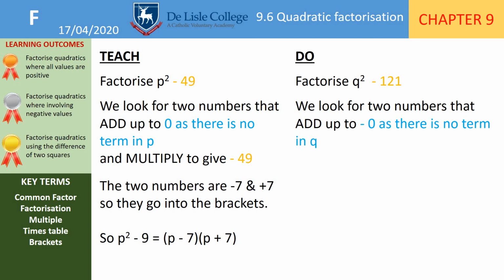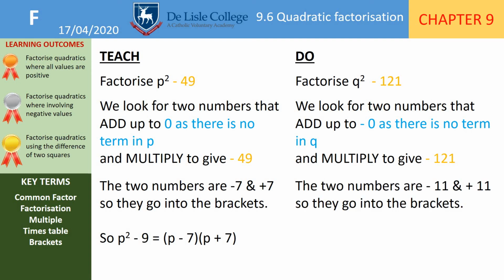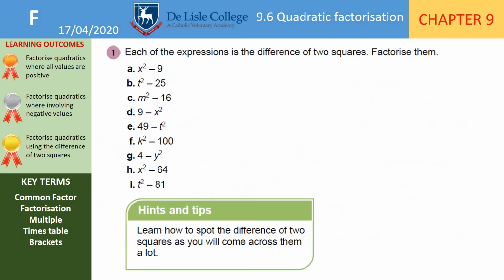We look for two numbers that add up to 0, it says minus 0, as there is no term in Q, and multiply together to give us minus 121. Square root of 121 is 11, so therefore Q squared minus 121 is Q minus 11 and Q plus 11. Great, you should race through these ones. Pause the video while you work through them.